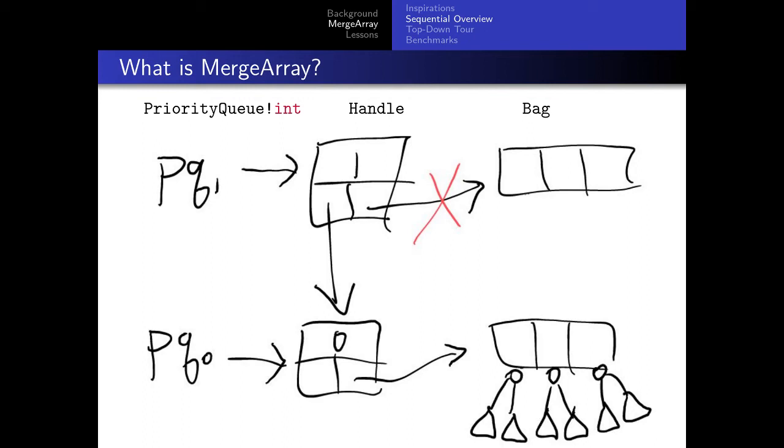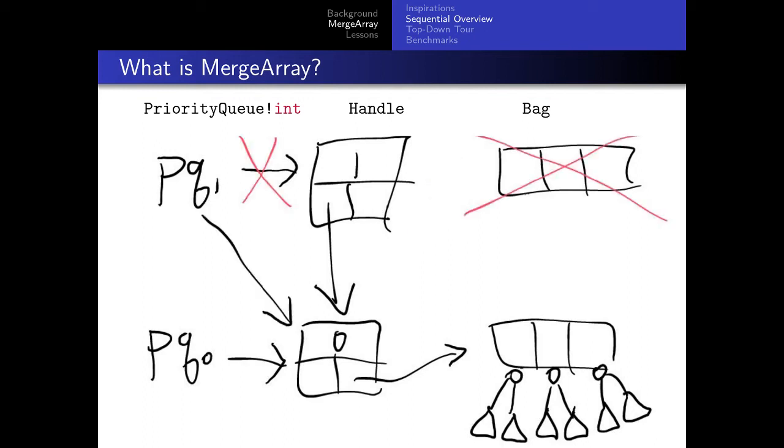And once that is null, you can erase some other things. You can update your PQ1 handle to just go directly to the 0 node rather than the 1 node. And you can also now garbage collect the bag or the one node. There aren't any references to it. So this is basically how it would work in a sequential setting.